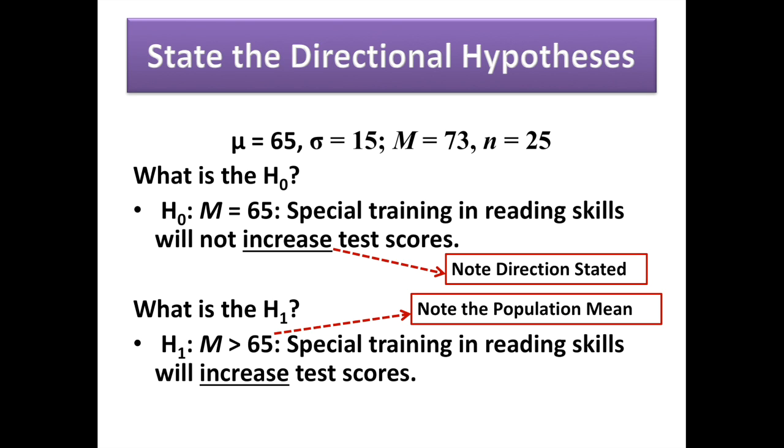Okay, so this part should look really similar, right? The null hypothesis mathematically: mean equals 65. In language: special training and reading skills will not increase test scores. Note that direction stated. The alternative hypothesis, now this wording gets a little bit different, right? Here, mean is greater than 65. Or special training and reading skills will increase the test scores.